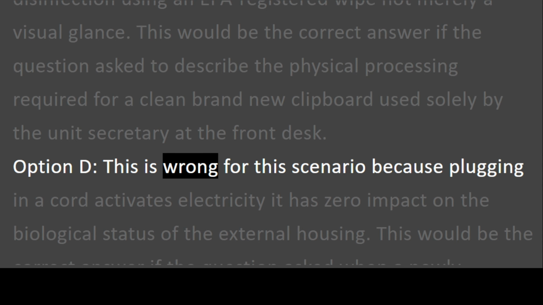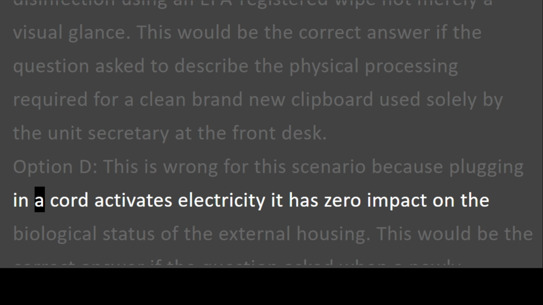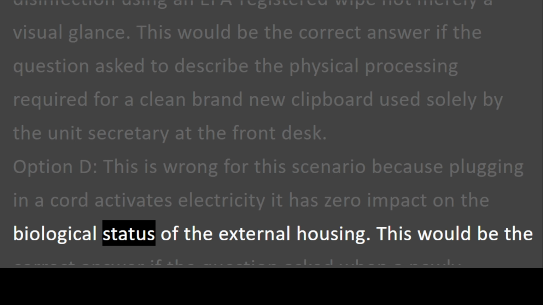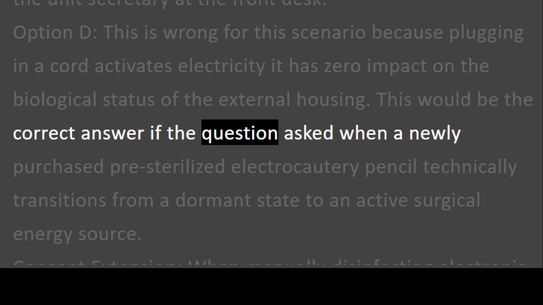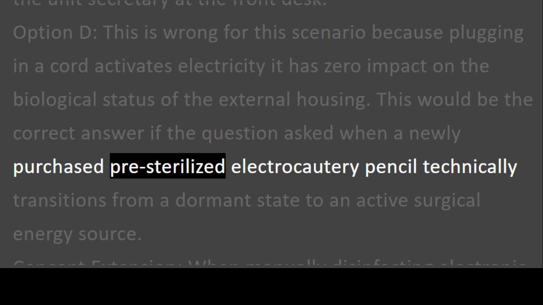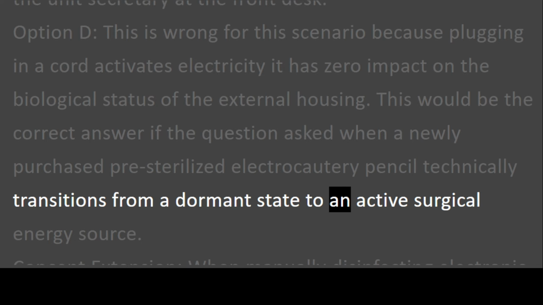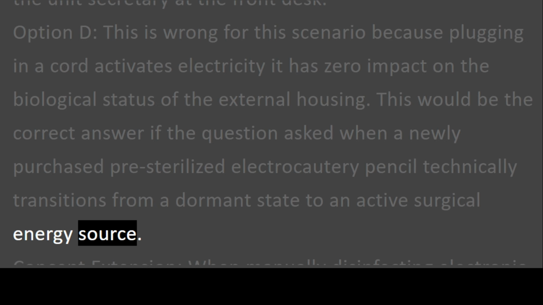Option D. This is wrong for this scenario because plugging in a cord activates electricity. It has zero impact on the biological status of the external housing. This would be the correct answer if the question asked when a newly purchased pre-sterilized electrocautery pencil technically transitions from a dormant state to an active surgical energy source.